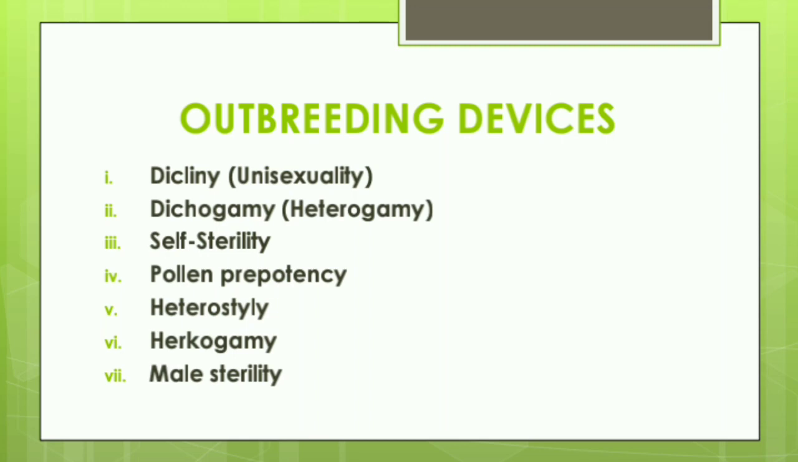Okay. And the seventh one is male sterility. The flower may be bisexual but with sterile anther. If the anther is sterile, therefore self-pollination cannot take place here. So this is all about outbreeding devices.